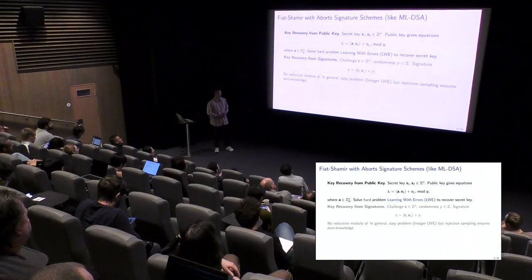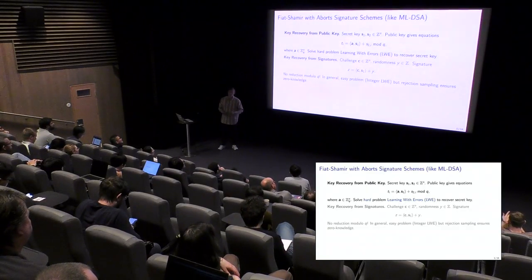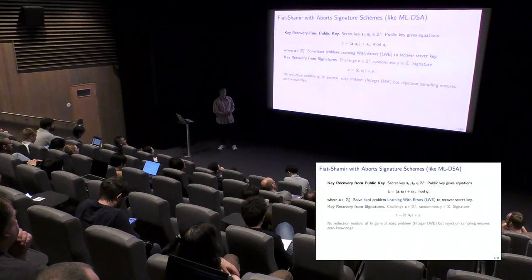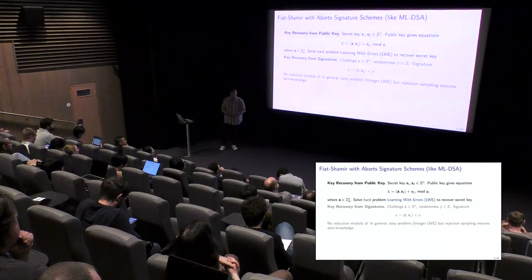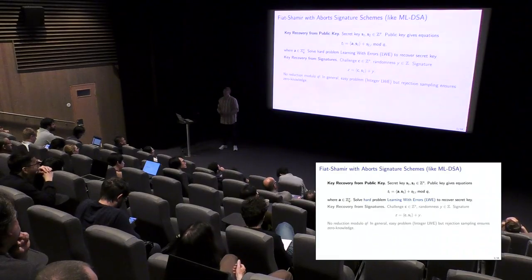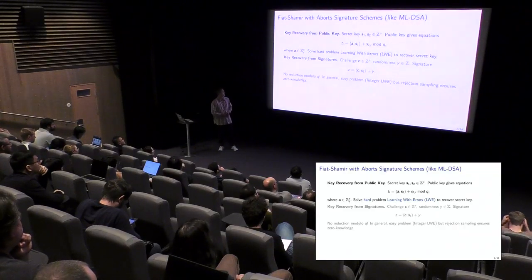So the secret key consists of two integer vectors, S1 and S2, and the public key takes some public A and computes the inner product with the secret key S1 and adds one entry of the secret key S2, and reduces everything modulo Q to yield the T. And these public key equations are learning with errors, LWE, equations. So to recover the secret key from the public key, one must solve the believed to be hard problem, LWE.